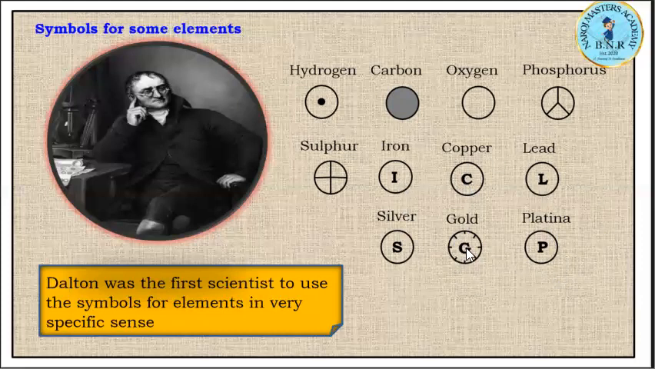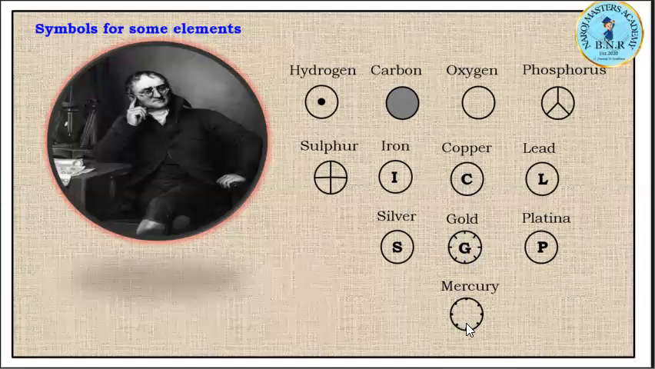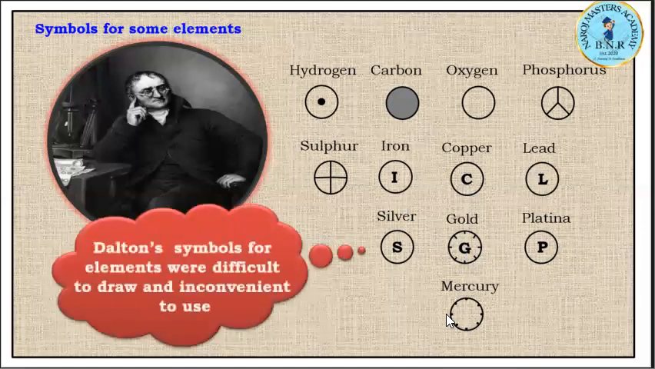Gold has dotted lines inside. And mercury has only dots inside. These are some of the symbols. Dalton's symbols for elements were difficult to draw and inconvenient to use. It is very difficult to draw them, inconvenient to use, and very difficult to remember as well. Is it clear?